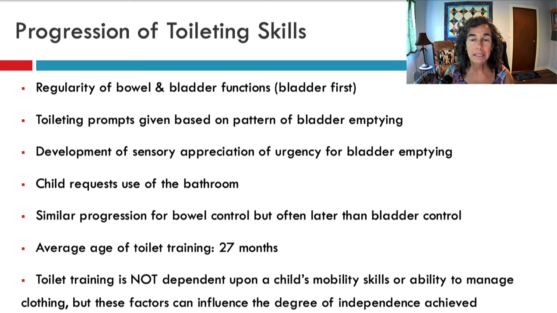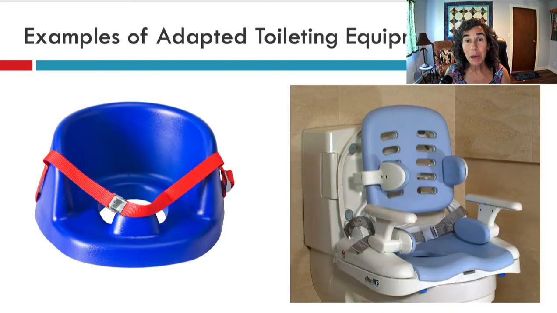Now, this is based on Western standards, so not everywhere in the world is 27 months, and not all cultures follow that progression. So take that into consideration with your clients. Toilet training is not dependent on a child's mobility or their ability to manage their clothes, but these factors can influence how independent they can become, right? So clothing management, different than toileting, but figures in there. Here's a couple examples of adaptive toileting equipment.